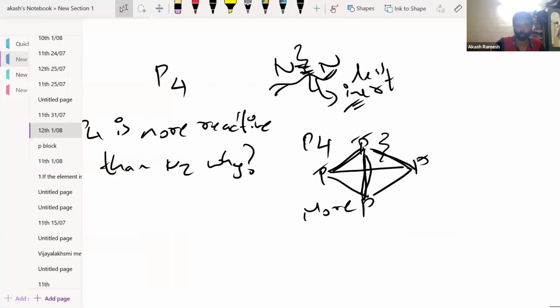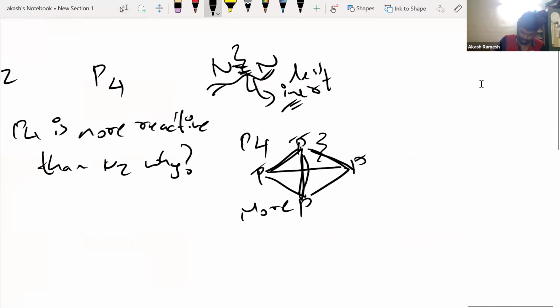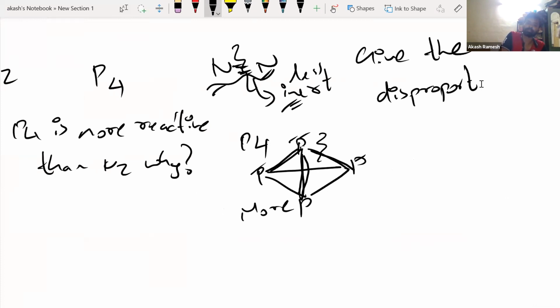I think this is for group 4, right? So group 4, your question is: give the disproportionation reaction of H3PO3. I wanted you to give me the reaction. You have 1 minute. And you must tell me how it is disproportionation, obviously.